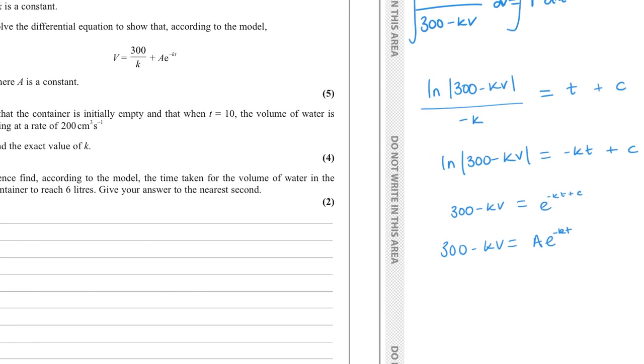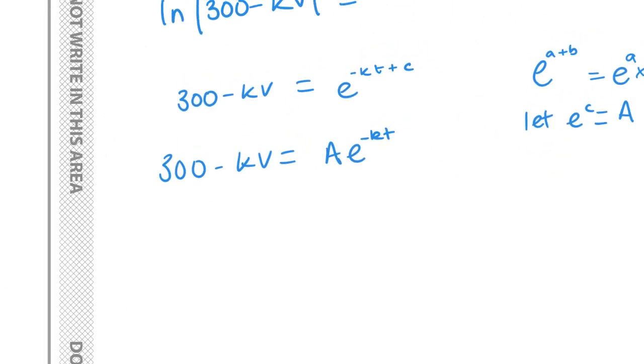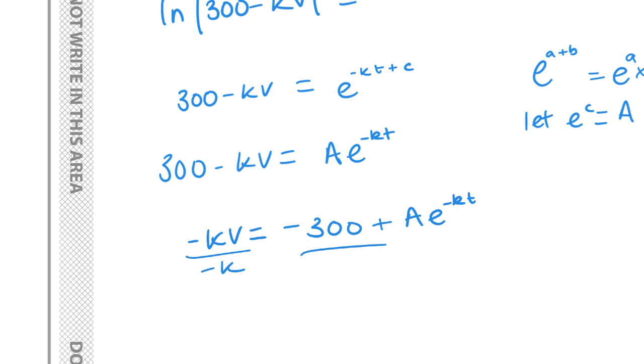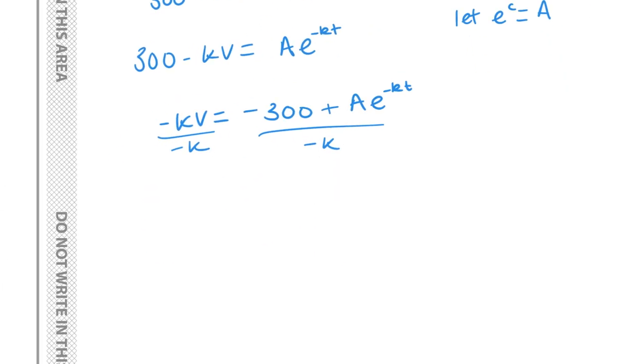What does it want? V. So now, what do I do? Take away 300 from both sides. So minus kV equals minus 300 plus ae to the minus kt. Divide both sides by negative k. I'm going to have v equals positive 300 over k minus a over k e to the minus kt.